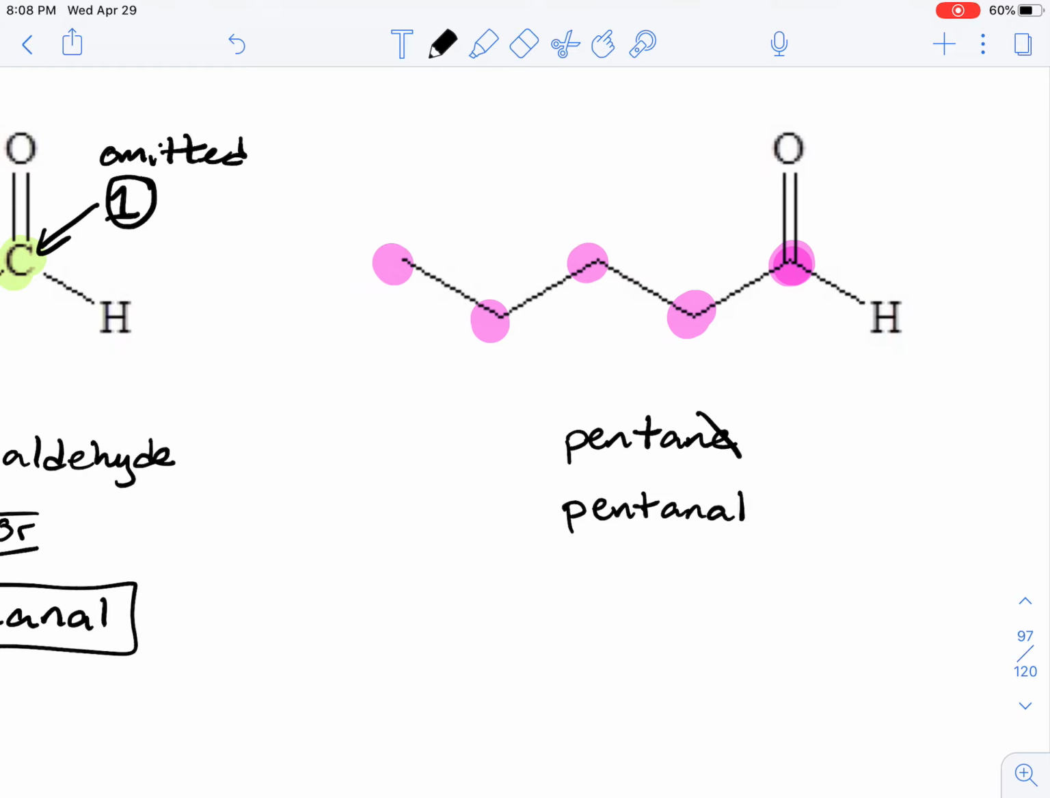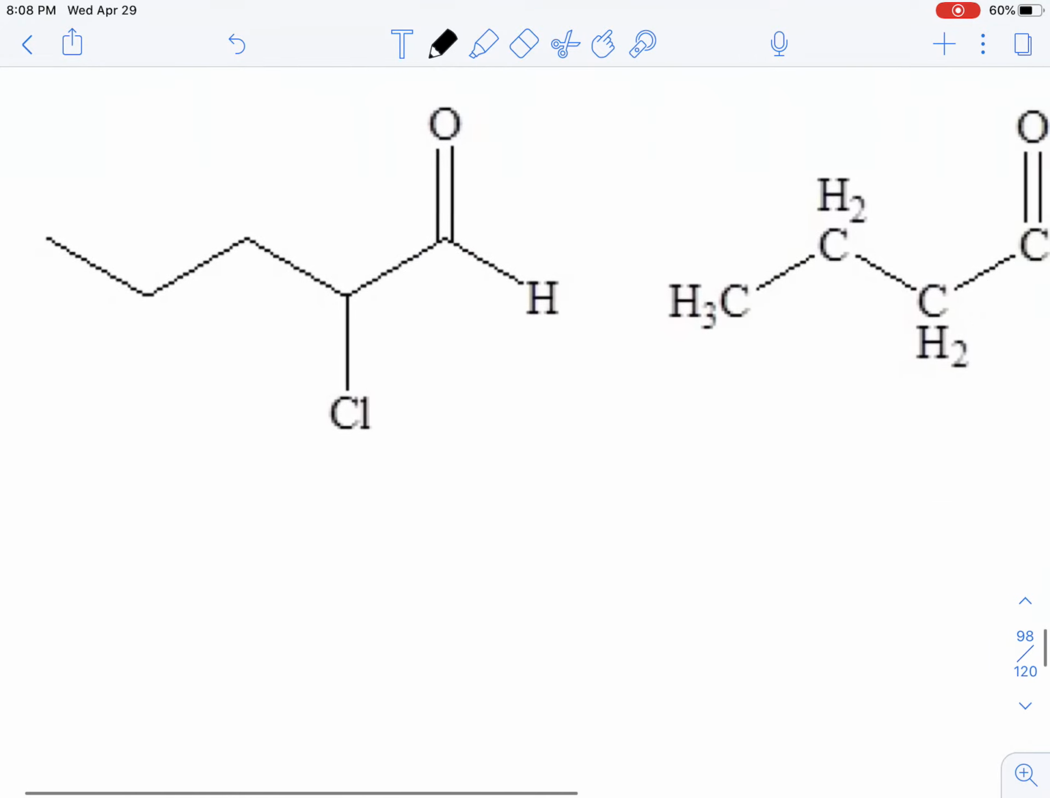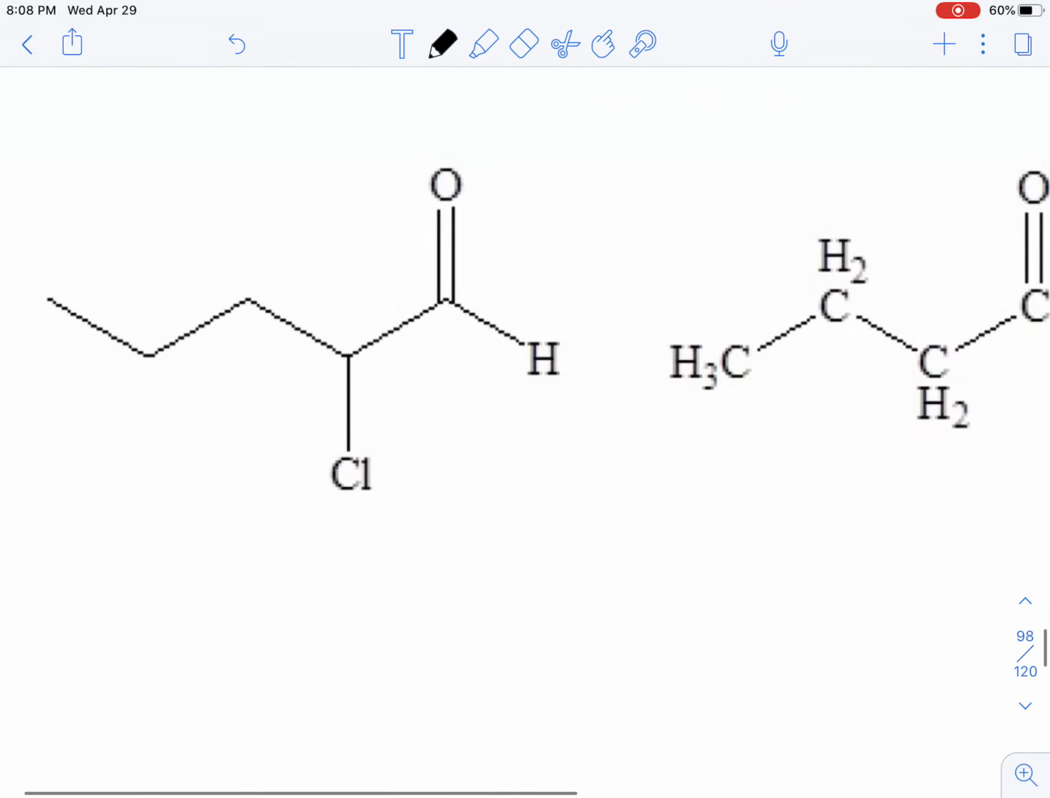And since this carbon number 1 is omitted from the final name, this is going to be my final answer. There's no substituent, so there's no point for me to put anything in front of pentanal. All right, so let's go ahead and look at the next compound here.